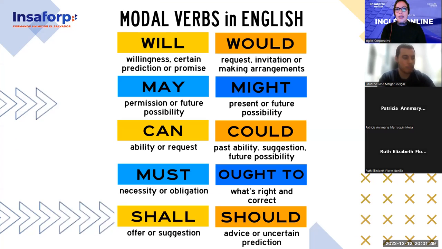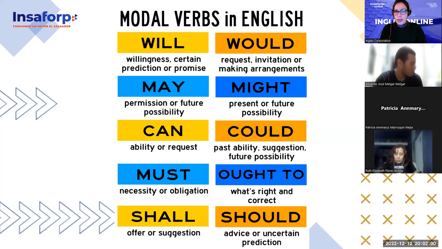So I included this, as I told you in the previous class. This contains the most commonly used modal verbs in English and a short explanation about all of them. We have been working with can, could, may, and would. But here we have a couple more. For example, will: you can use will to express willingness, certain predictions or promise. About would, it can be used for request, also for invitation or for making arrangements.